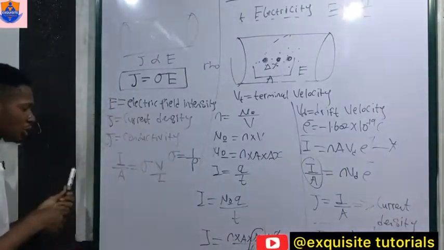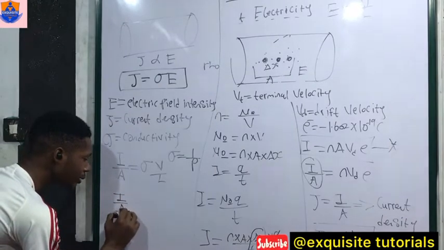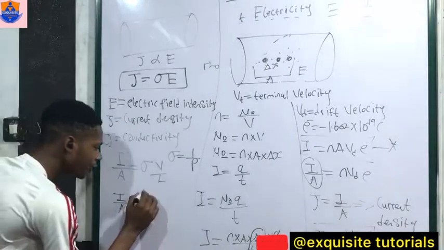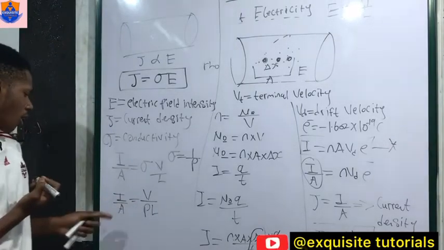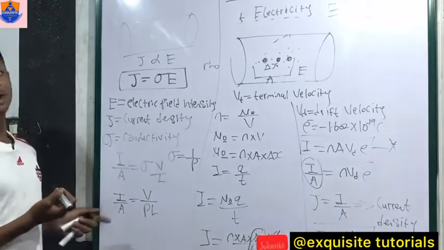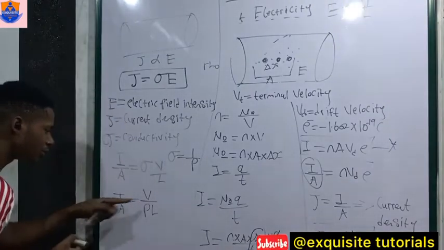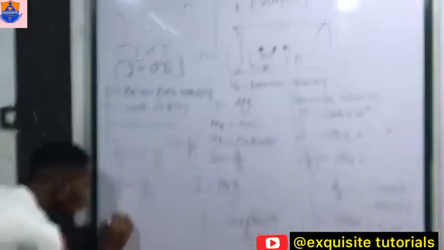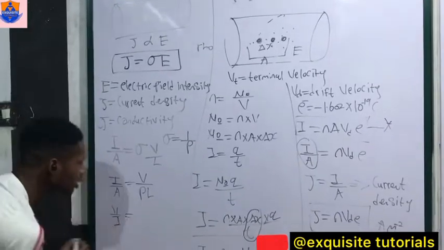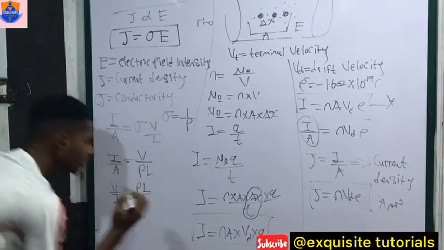Let's now substitute. I will have I over A is equal to V divided by rho times L. Now, I want to make V over I the subject of the formula. That is the dependent variable. Let's make it the dependent variable. If I cross multiply and do the math, I will have V over I is equal to rho L over A.